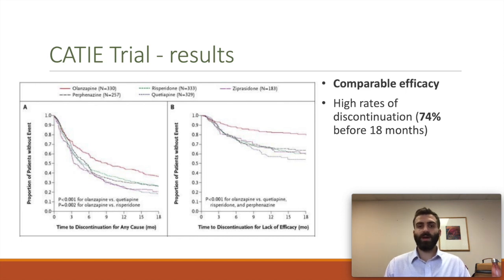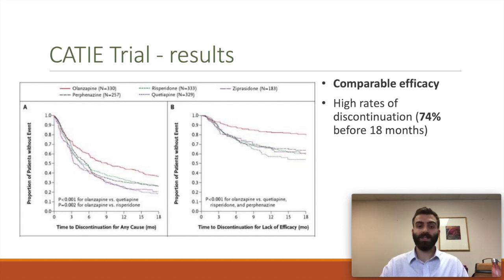The major takeaway from the CATIE results is that most antipsychotics have comparable efficacy. And remember, this was an 18-month-long trial, so pretty long when it comes to schizophrenia trials. Really high rates of discontinuation: 74% of patients discontinued a medication before 18 months.